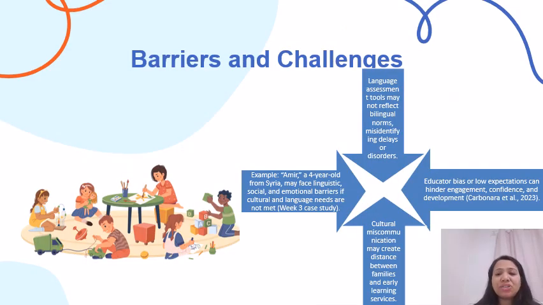What are the barriers and challenges? Language assessment tools may not reflect normal bilingual development, misidentifying delays and disorders. Educators' bias or low expectations can also hinder engagement. As a similar example, there was a child, Amir, who was 4 years old, from Syria, and while he was not being included in his school setting, he faced linguistic, social, and emotional barriers. If cultural and language needs are not met, these would create issues.